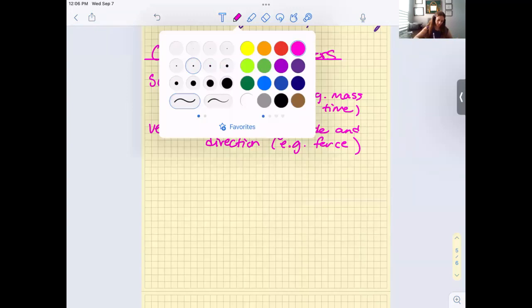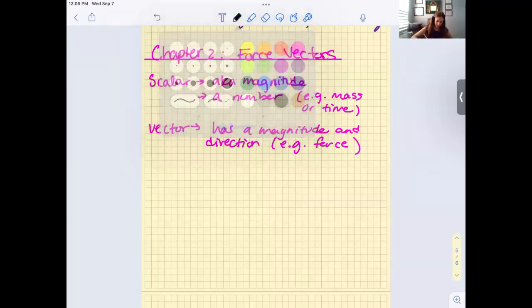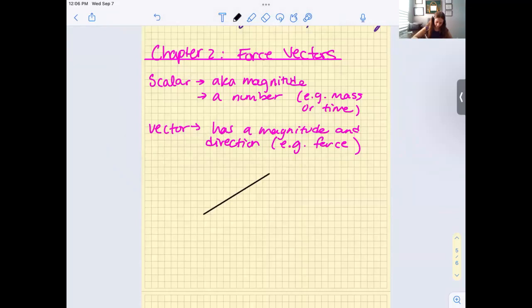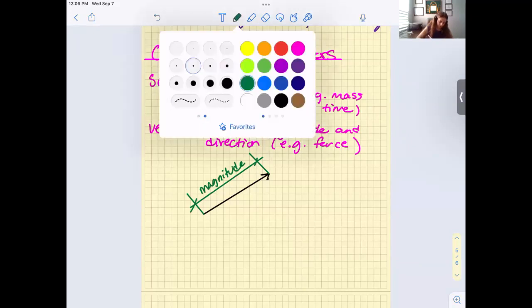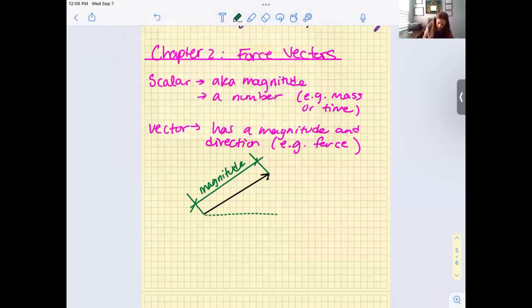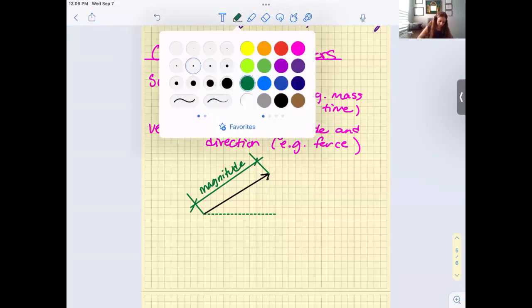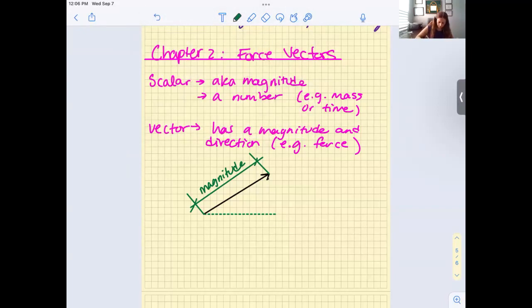So if I were to draw a vector, the magnitude would be represented by this length that I drew it. So that would represent the magnitude. And in reference to like a horizontal line, the direction would be whatever that angle is.